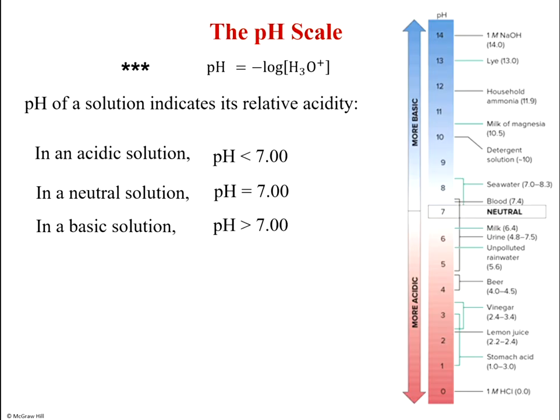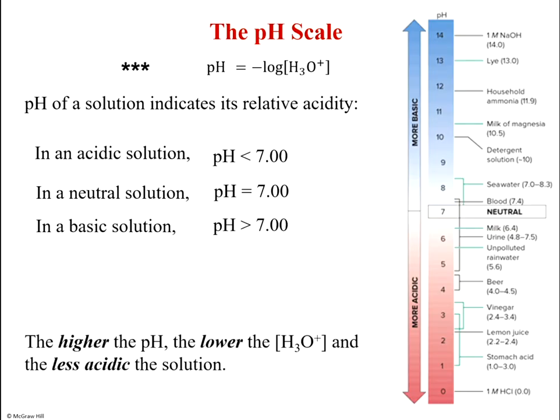So the pH of a solution indicates its relative acidity. If the pH is less than 7, it's an acid solution. If it's 7, you have a neutral solution. And if it's greater than 7, it's a basic solution. Here are a series of common materials, and the pH associated with those materials. Higher pH, lower hydronium concentration, less acid solution. Lower pH, higher hydronium, more acid.